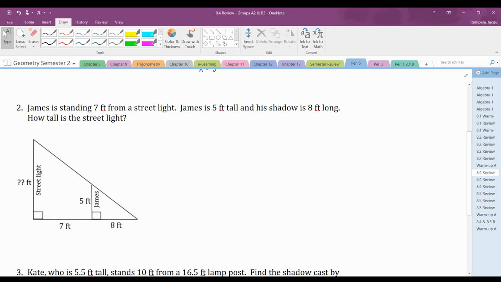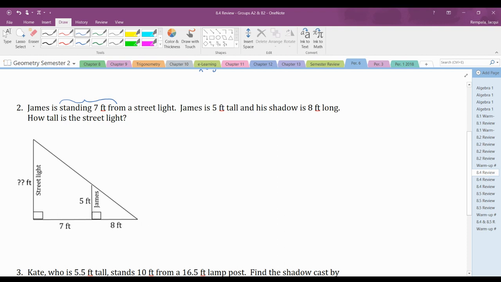So notice that I have a diagram here for you. The reason why the diagram shows that we have one triangle inside of the other is because I'm specifically telling you the distance that one object is standing from the other. James is standing 7 feet from the street light. So that's why we've got that smaller triangle inside of the bigger triangle. James is 5 feet tall, so notice that he's a part of the height of the small triangle, and his shadow is 8 feet. So that's the shorter side of the horizontal side.